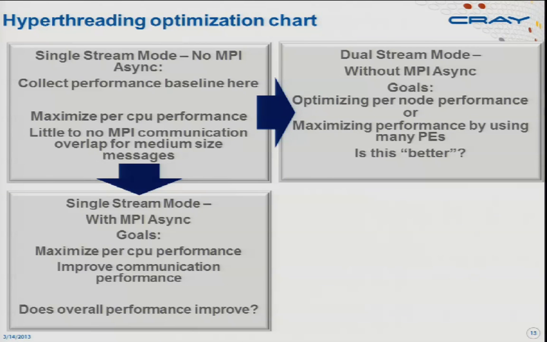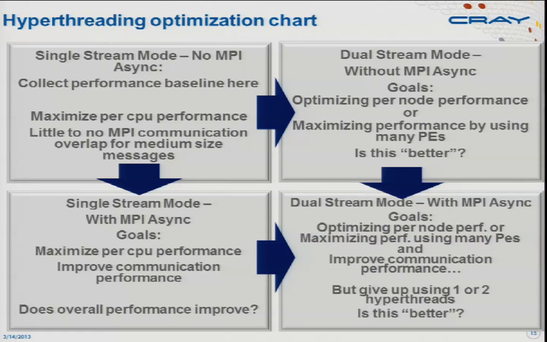Now, once you have these 3 runs, maybe if this was successful, and maybe if this was successful, you ask, what's the combination? And that would be dual stream mode with async. The goals are optimizing per node performance or maximizing APU and improving communication performance. But remember, I have to give up 1 or 2 hyperthreads to do this. And so again, you have to ask yourself, is this better?